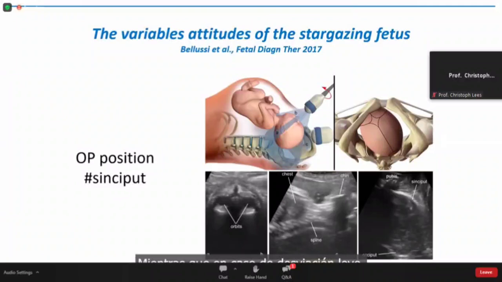While in the event of mild deflexion of the fetus in occiput posterior position, transabdominally you can see that there is some gap between the chin and the chest of the fetus, and that transperineally the leading part of the fetal skull is no longer represented by the vertex but by the sinciput.